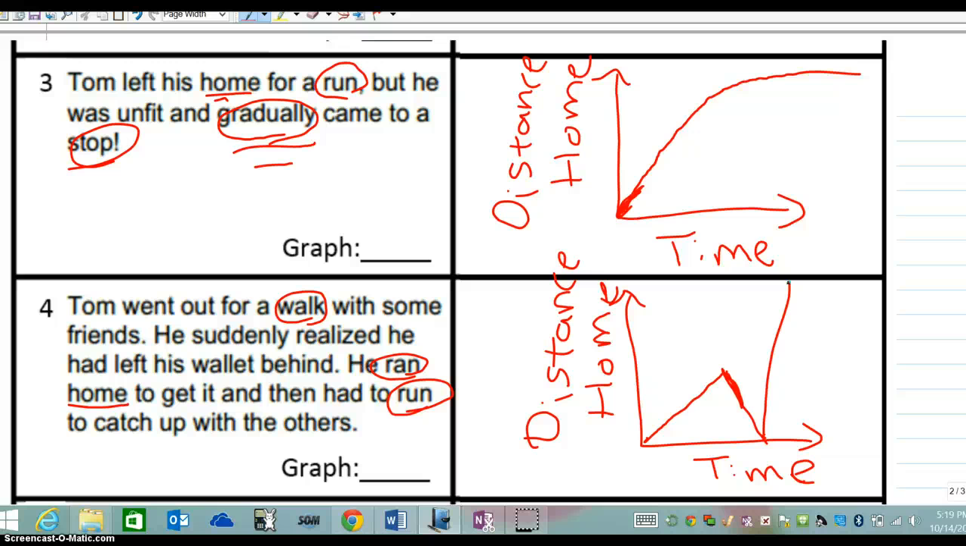Okay guys, so I promised you this was going to be under 10 minutes, and it is. I went over 4 problems. Remember, there are some key vocabulary words that you need to remember. Anytime you see the word gradually, like in problem number 3, you're going to end up with some type of curve. And other than that, just remember, if you're running somewhere, the distance between you and your home is going to increase pretty fast. If you are walking, though, the distance is going to increase, but it's not going to increase as fast.